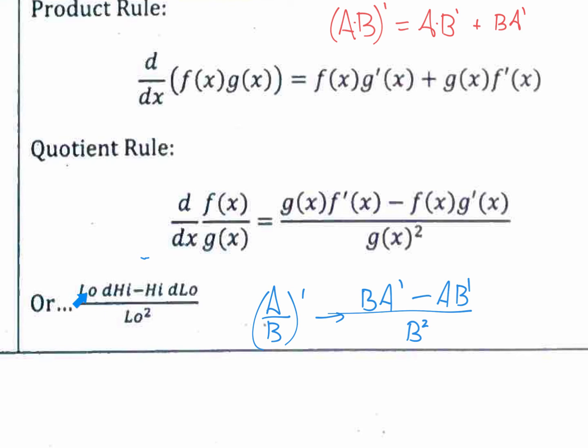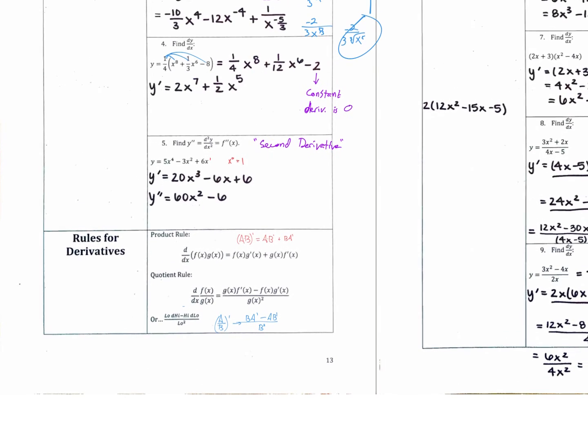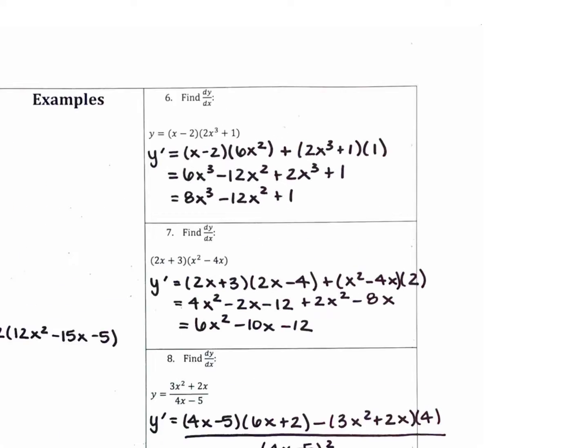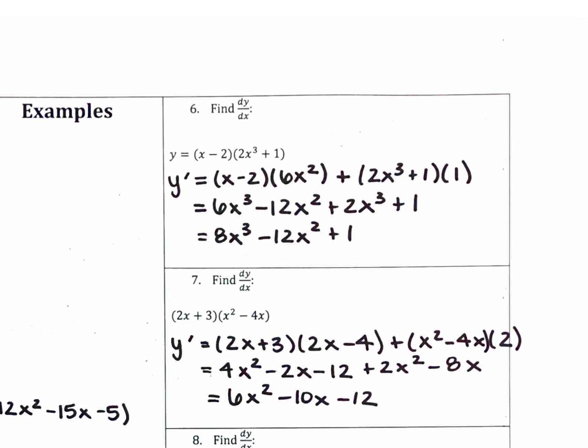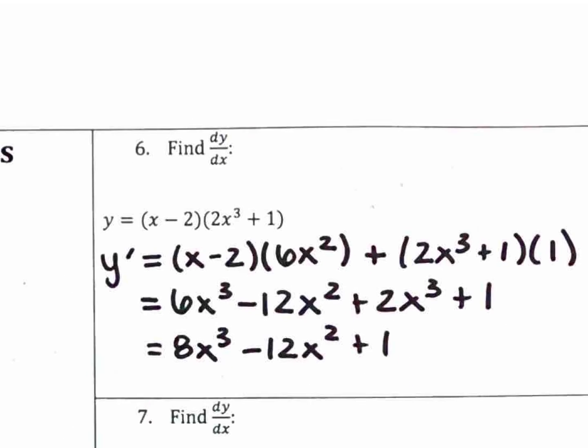The little phrase that you can remember is low d high, so low function times derivative of the high function, denominator times derivative of numerator, minus high d low, top function times derivative of bottom, all over the square of what's below. So denominator function squared. Low d high minus high d low all over the square of what's below. That's going to be said very frequently in this class. Very, very frequently.